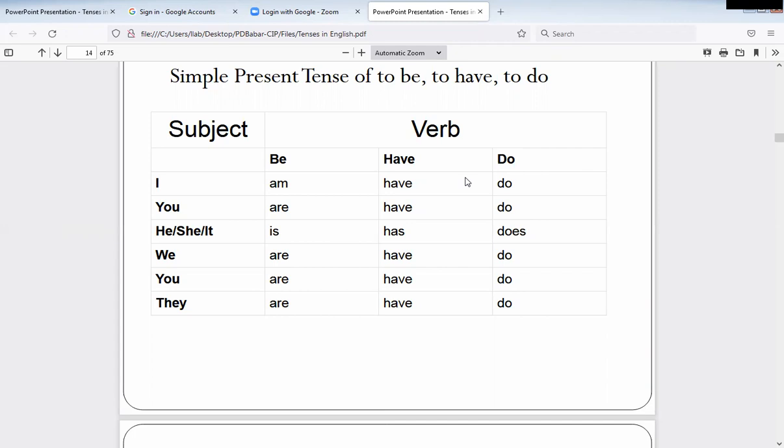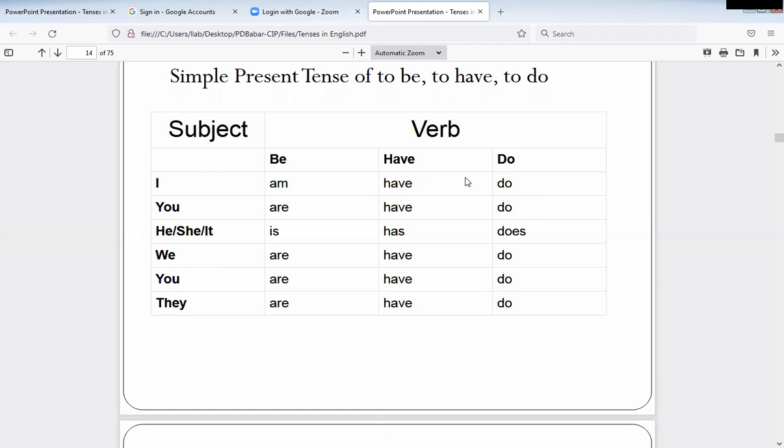Then he, she, it: what type of to be verb will we use after he, she, it? Is is the verb which we'll use after he, she, it. He, she, it is. He is a teacher, she is a lecturer. It is a shy boy, or it is a non-living thing. So he, she, it is.